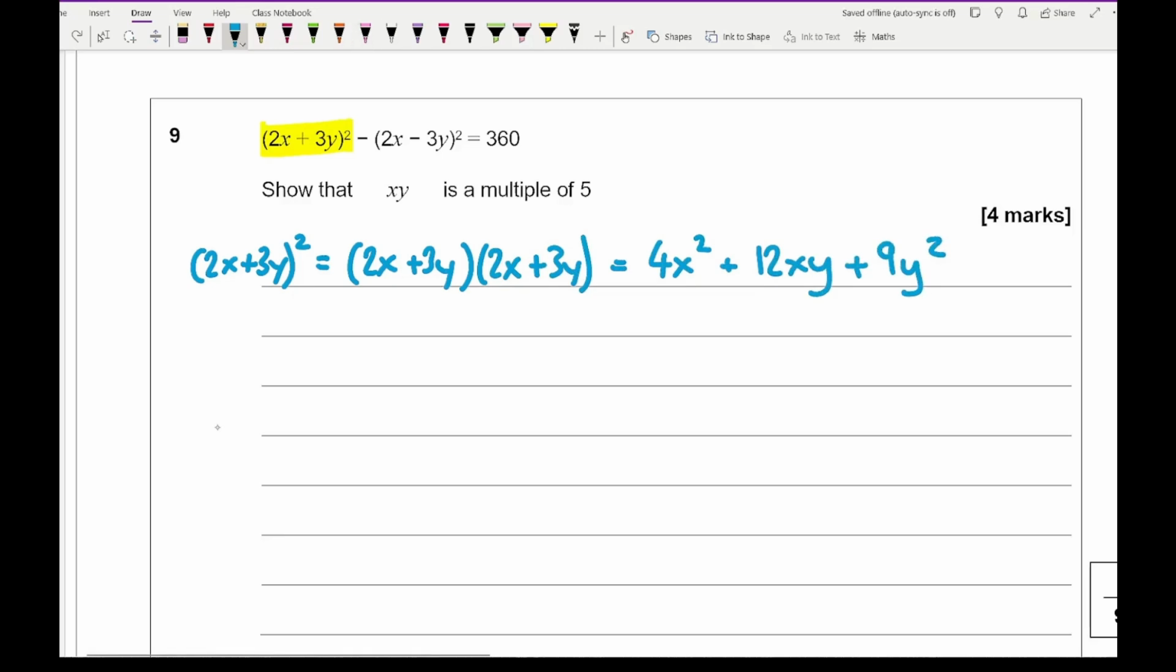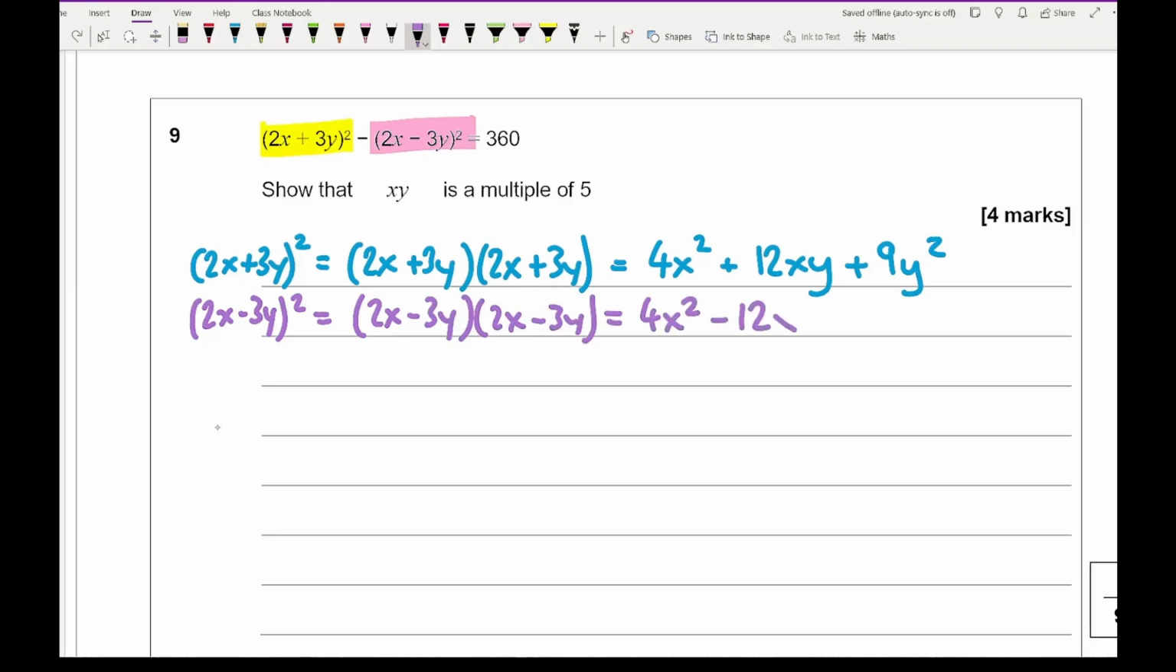Then if I do the second bracket, which is this, again I'm not going to ignore the minus, I'm just going to leave it as that to begin with. So here I get (2x minus 3y)(2x minus 3y), and that's going to give me 4x squared minus 12xy plus 9y squared. Now for this, what I then need to do is just take the two things away. Now I'm going to put brackets around that second one, but I just need to take the two things away.